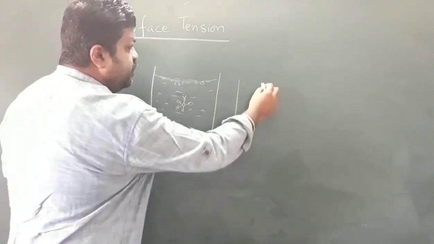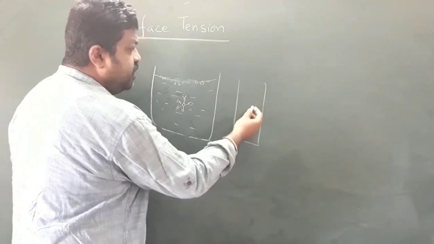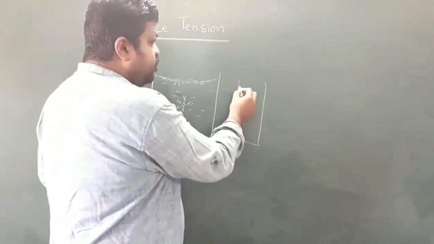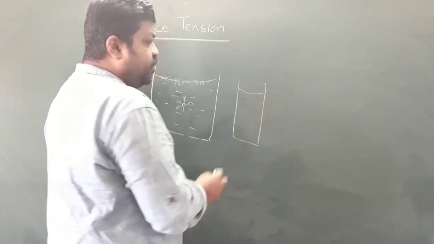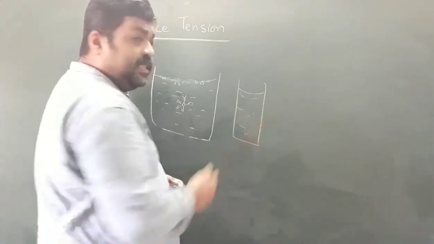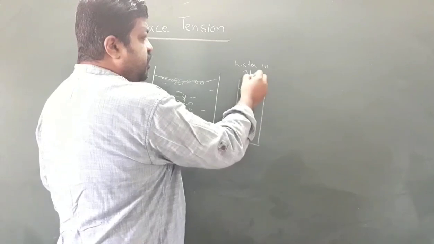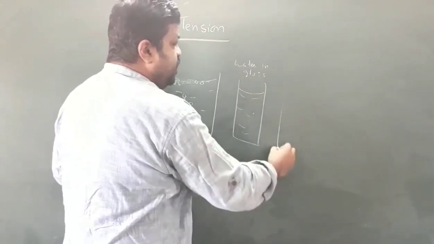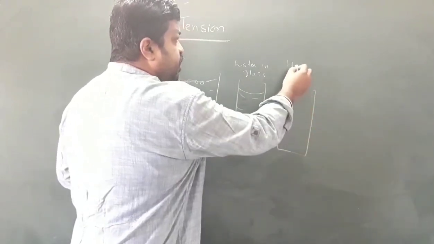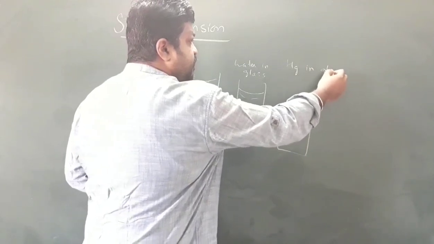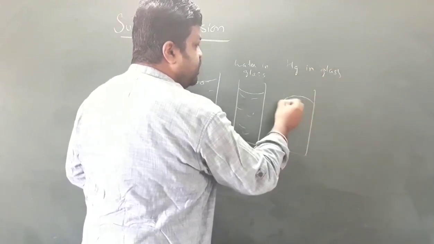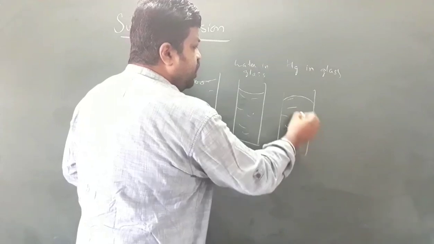Okay, so suppose this is liquid water in a glass vessel, so the meniscus will be like this. Okay, so this is water in glass, and similarly if there is mercury in glass, the meniscus will be like this. So this is the liquid mercury.